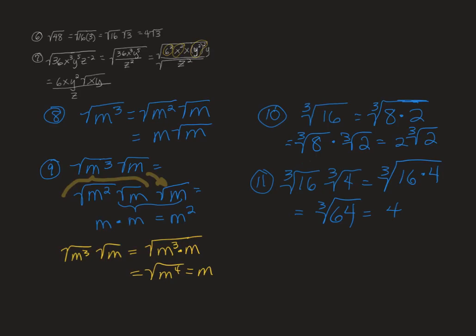Please take a good look at these last 4 examples, because in the next video we're going to be moving on to rationalizing the denominator and then to reducing the order of a radical, and we will be using the techniques we used here to do those things.